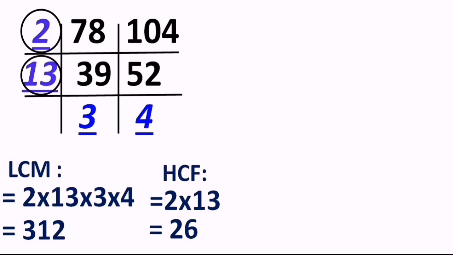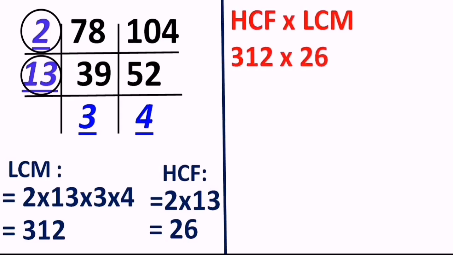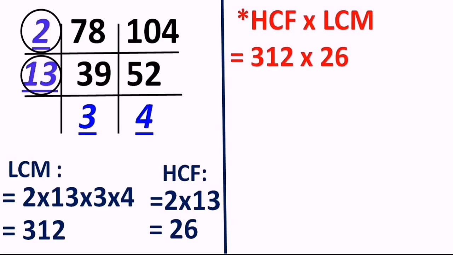And now let's verify the property. We will verify the property, and we will try to understand the property. What is the property? What is the relation between HCF and LCM? Okay, so very first, find the product of HCF and LCM. What is the HCF we got over here? HCF is 26 and LCM is 312, and when you multiply them, we get the answer 8112.